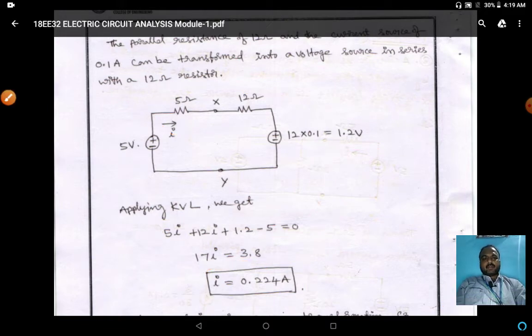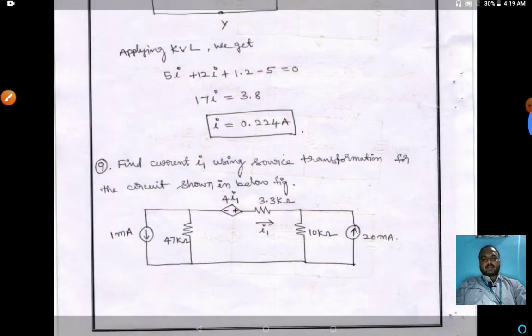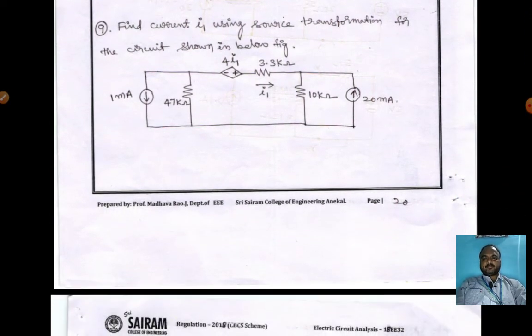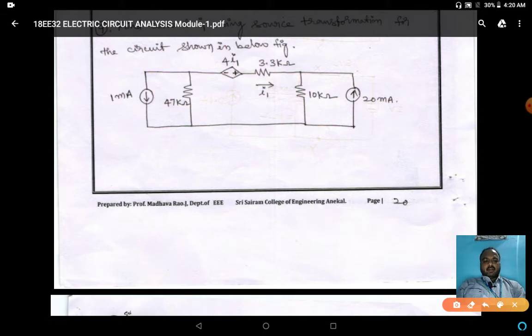So this is the one problem. We will move on to another problem. Find current I1 using source transformation for the circuit shown in the figure below. Now see the circuit. Here two current sources are there. This is one current source, and this is another current source. Convert them into voltage sources by using the source transformation technique.